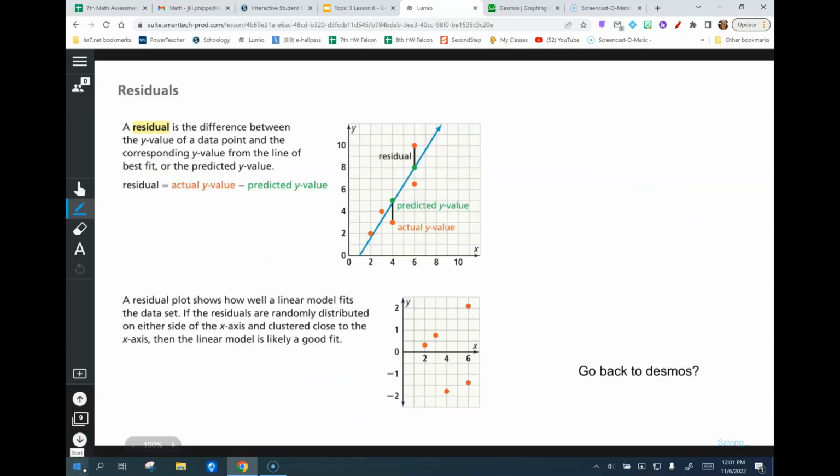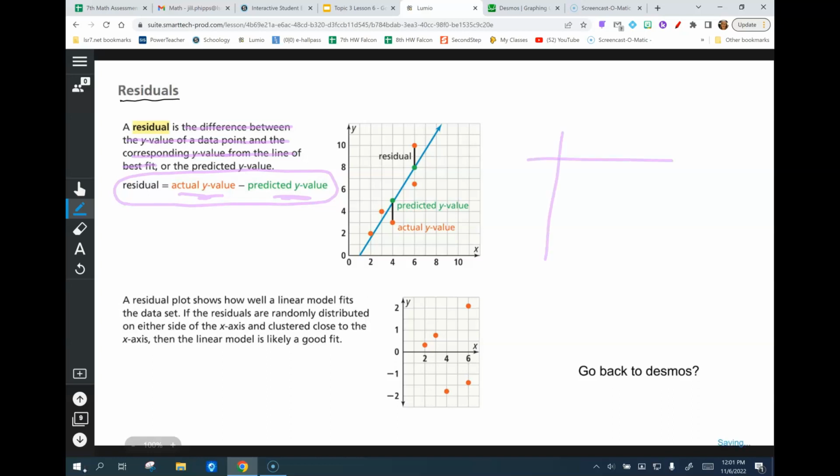Okay, next thing we're going to talk about is residuals. A residual is the difference. So we're going to write this in that left-hand column of your book. A residual is the difference, let's go with lavender, between the y value of a data point and the corresponding y value from the line of best fit. This right here is the most important thing you have to understand. You find a residual by taking the actual y value minus the predicted y value. That's how you're going to find out what your residuals are.